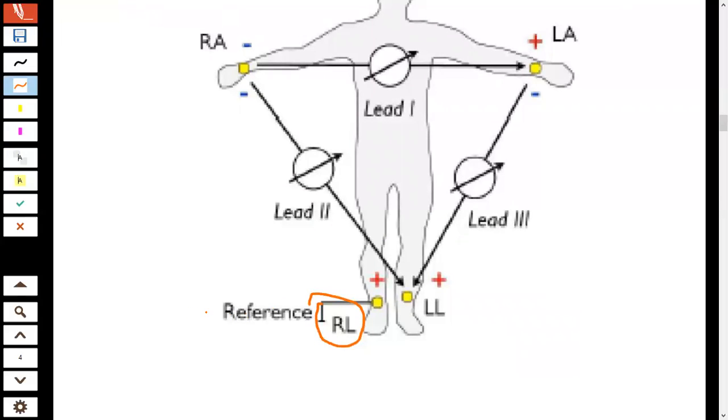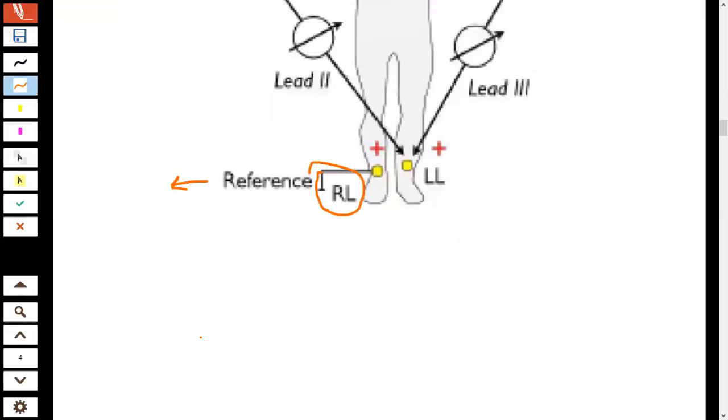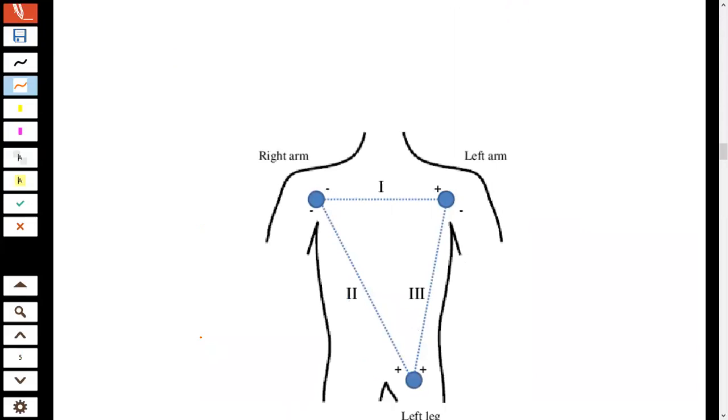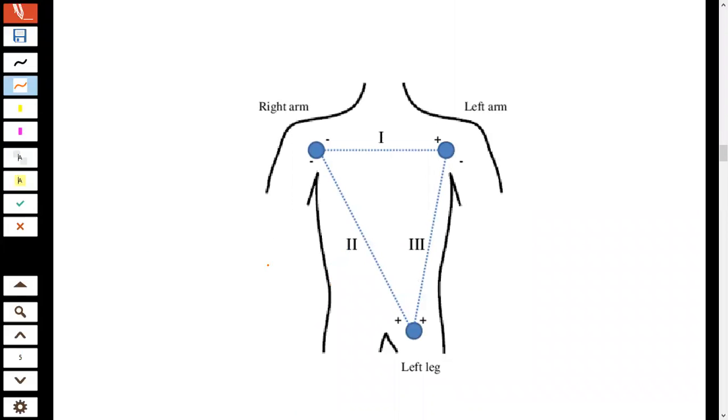We call it the grounded electrode because no potential passes through it and it has no effect on the depolarization state of the heart, no role in the conductivity of the heart. So it's basically the grounded electrode. Here are the directions of the vectors of all 3 limb leads, showing leads 3, 2 and 1. These are the normal mechanism.